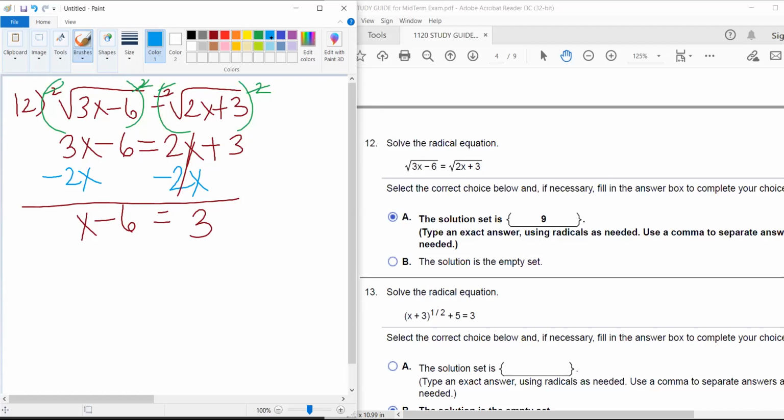We almost got our equation solved. In order to get x by itself, we need to move the negative 6 to the right-hand side. So to do that, we think opposite signs again, and we'll add 6 to both sides. So the solution set is A, just positive 9.